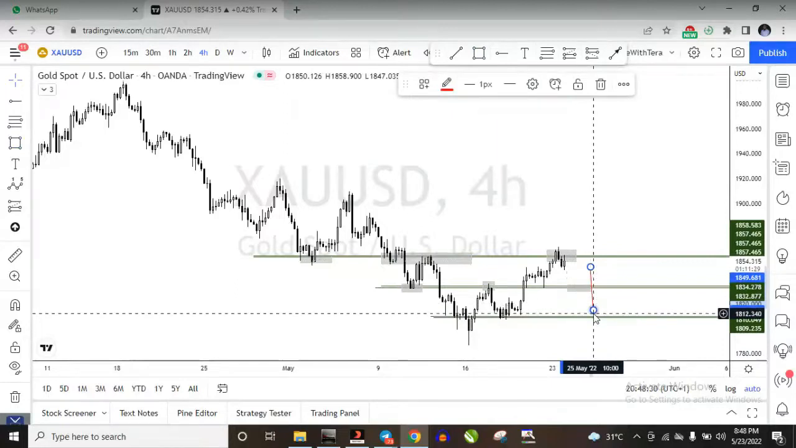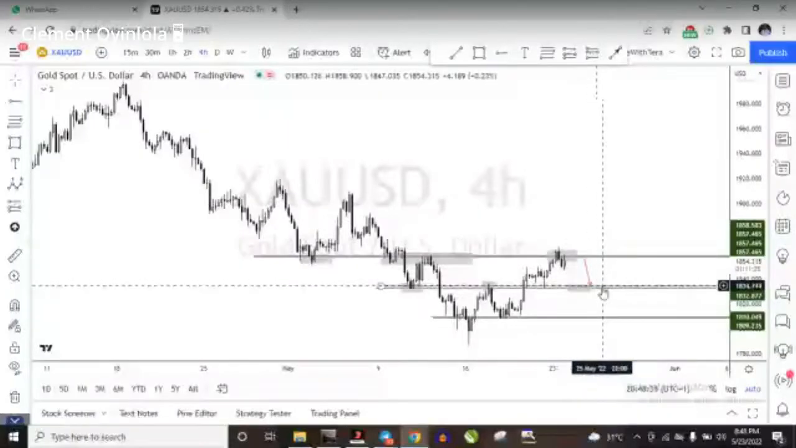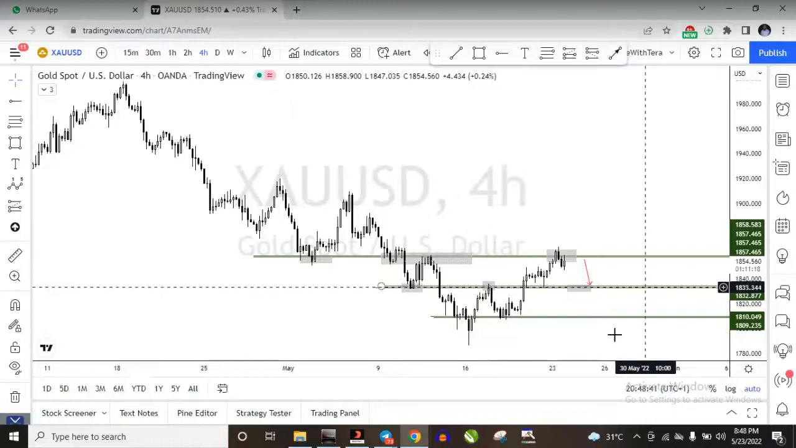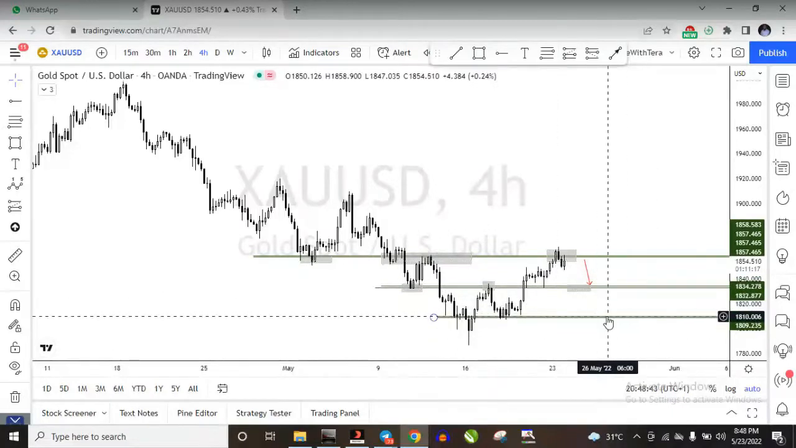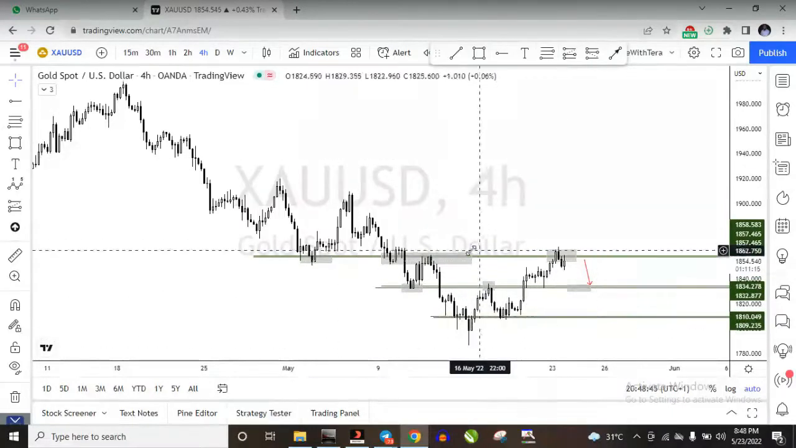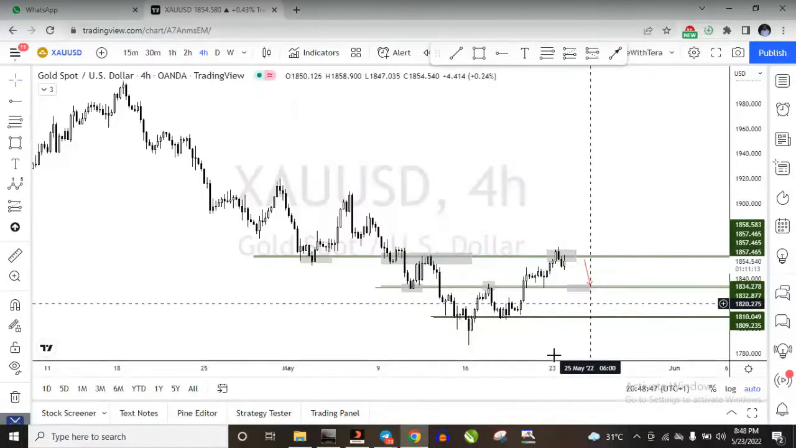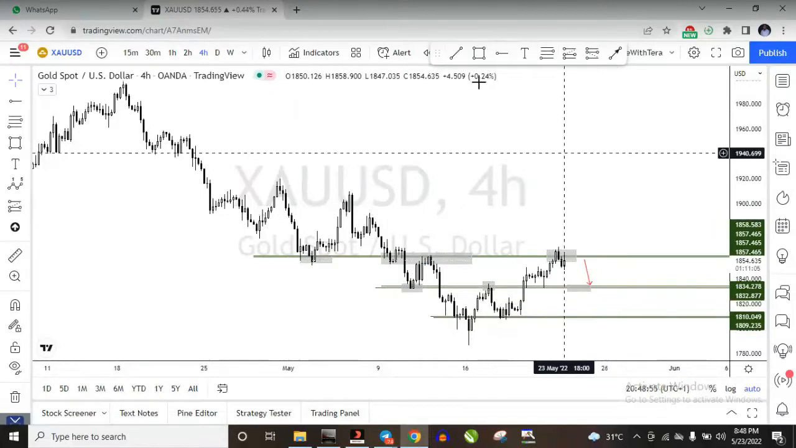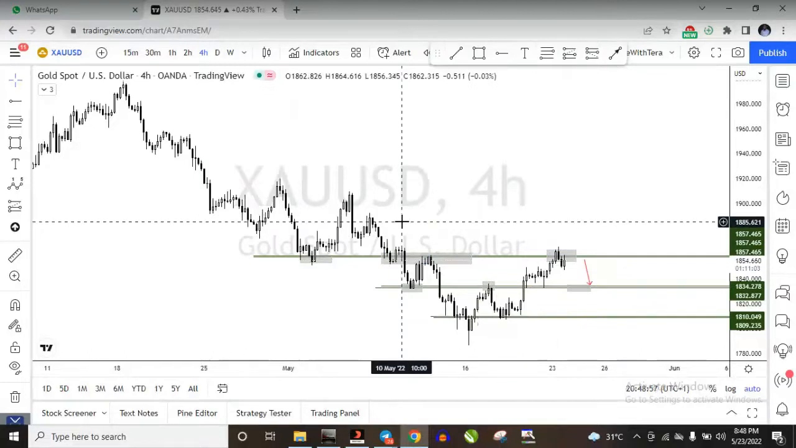If I were to sell this gold right now, my take profit would be at $1835. Then, if it breaks that level, I can be targeting 1810. So 1835 from the current price is about, sorry, did I just say 2,000 pips? 200 pips. Sorry.